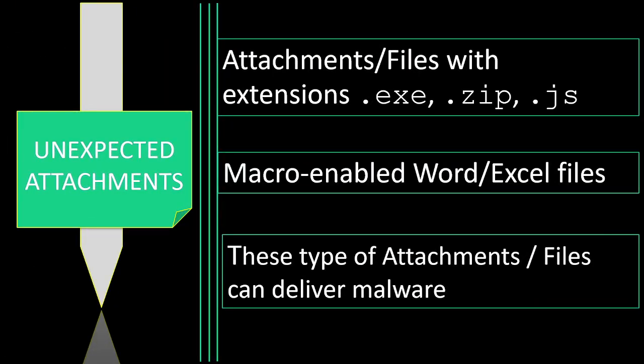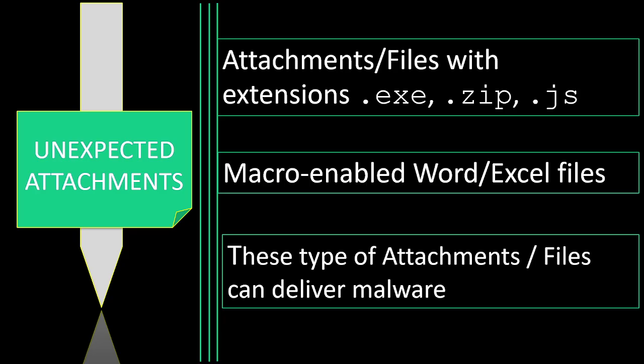Then you have unexpected attachments. Be cautious with files having extensions like .exe, .zip, or .js, or macro enabled files. Macros are small programs inside Word or Excel files. Hackers often hide malware inside them. So you need to be very cautious with these extensions and macro enabled files.